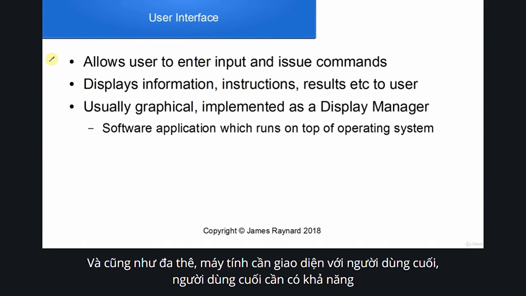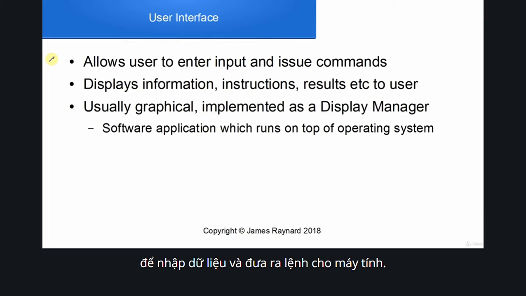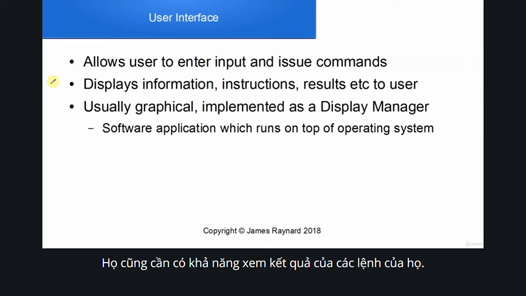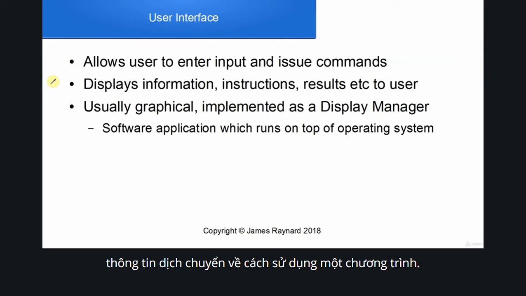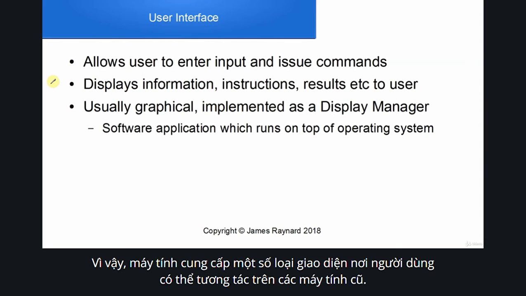And also, as well as programmers, the computer needs to interface to end users. End users need to be able to enter input and give commands to the computer. They also need to be able to see the results of their commands. Sometimes the computer needs to ask them for instructions or to make a decision, or sometimes it might display some information about how to use a program. So computers provide some kind of interface where the user can interact.